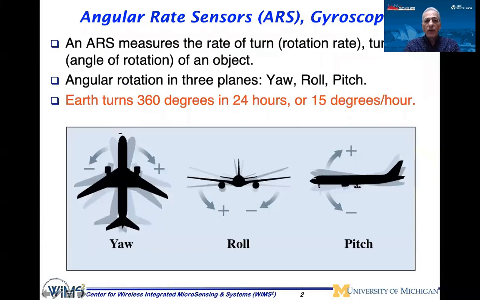The subject of the talk, of course, is on gyroscopes or angular rate sensors that are sensors that can measure rotation rate and or angle of rotation. And rotation rate, of course, can happen in three planes, typically called yaw, roll, or pitch, as shown in this figure here. Just as a point of reference, the Earth turns 360 degrees in 24 hours, of course, which is 15 degrees per hour. So as we talk about rotation rate, just remember that the Earth turns at 15 degrees per hour.